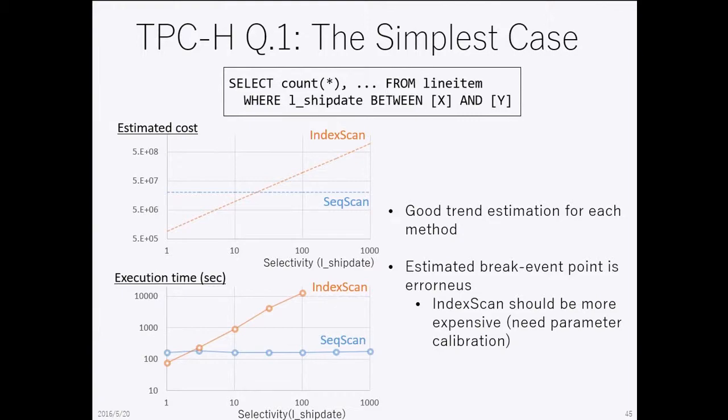And this graph is the execution time. As you can see, Postgres is good at estimating the cost trend of each scan method, increasing cost of index scan, and flat cost of sequential scan. But there is an error for cheapest plan selection. In this range, index scan is estimated less expensive than it should be.